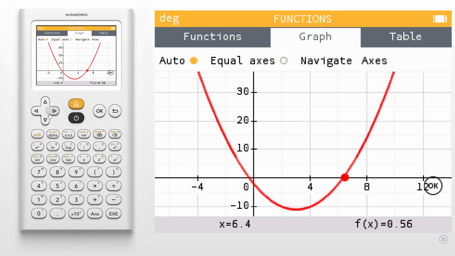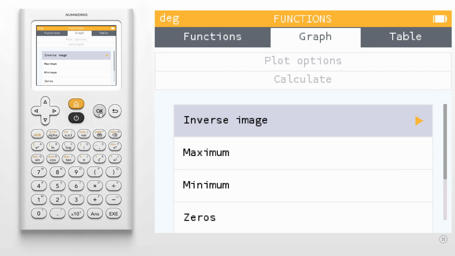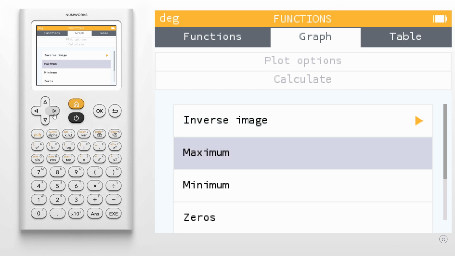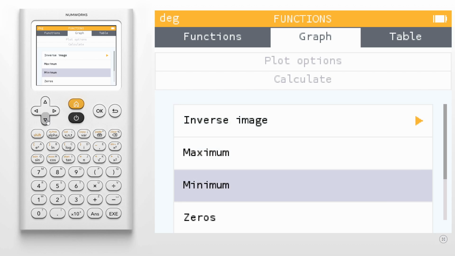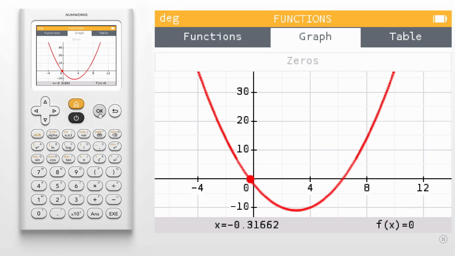But I'm going to show you something kind of neat here. If you press OK when you're in the graph view, you get options like calculate, go to, derivative. That's something for calculus. You don't have to worry about that. But I'm going to calculate. I can calculate the minimum or maximum. Those are always nice. But I also can calculate the zeros. So I go ahead and just click zeros, click OK.